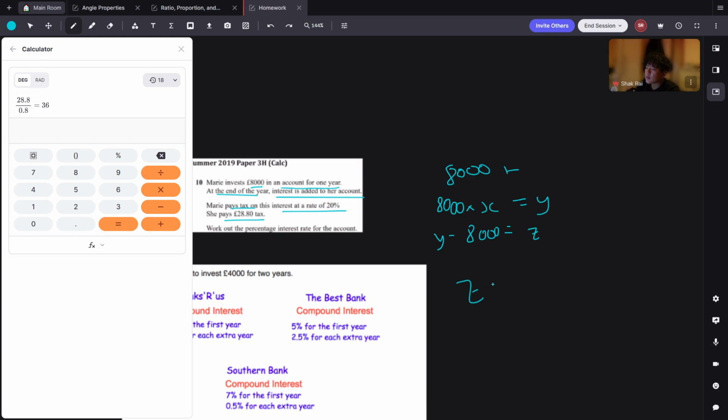Z times, well, because she pays an interest rate of 20%, so Z times 0.2 equals £28.80. And that's the amount of tax that she pays. So now we have to work backwards. So how much is Z? How much interest does she actually make?